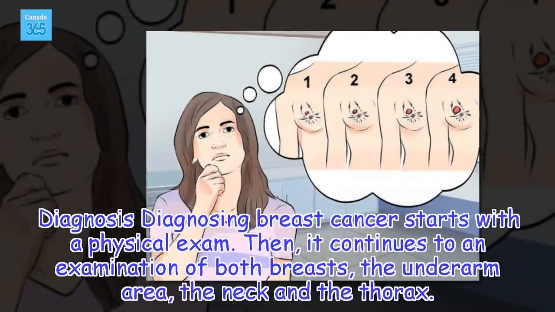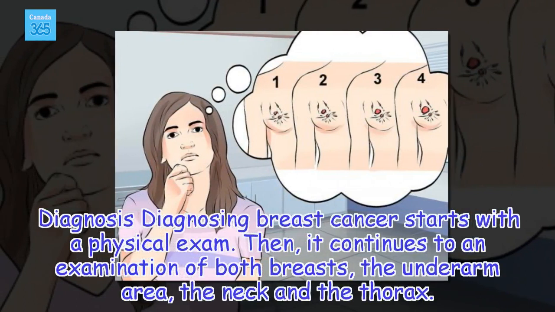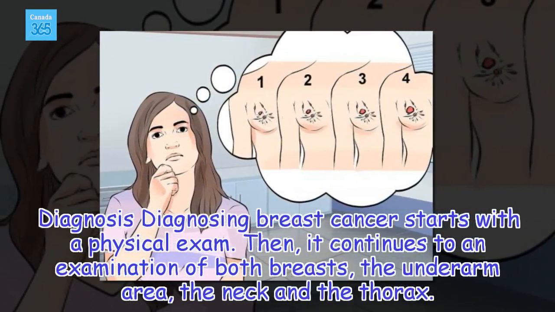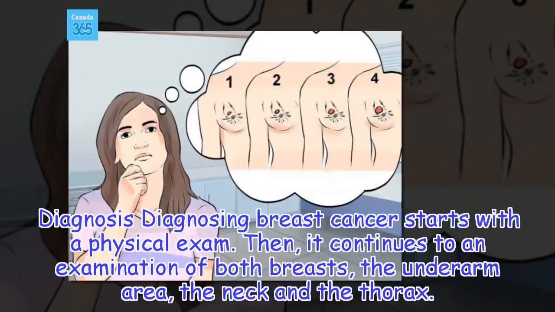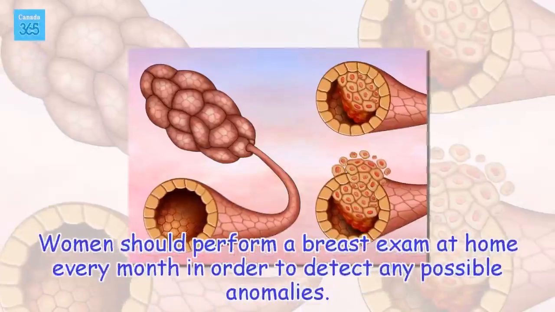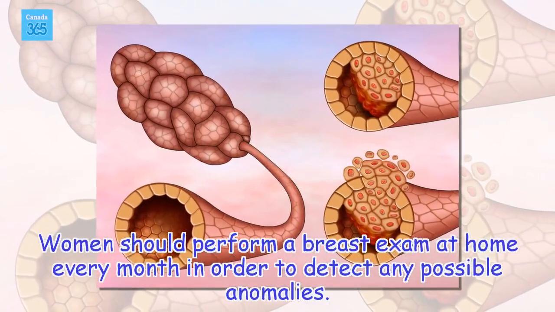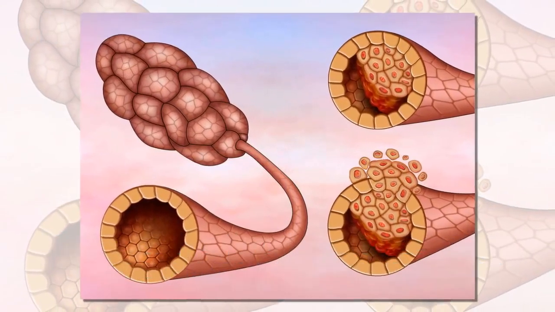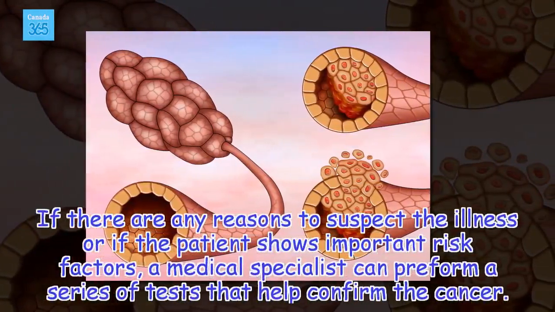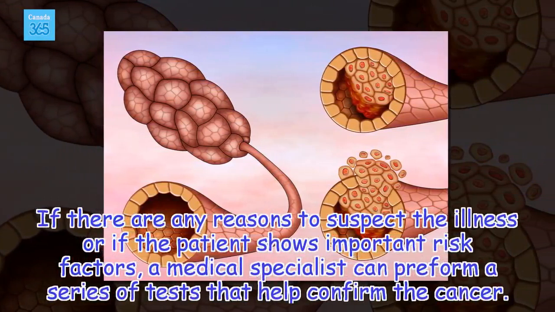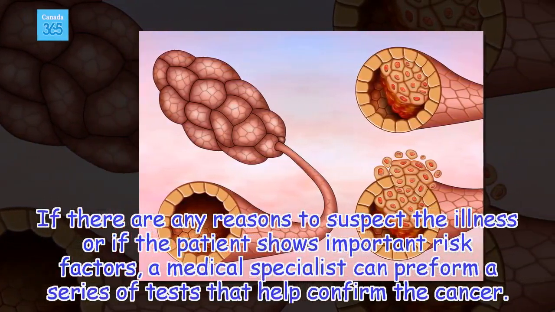Diagnosis. Diagnosing breast cancer starts with a physical exam. Then, it continues to an examination of both breasts, the underarm area, the neck and the thorax. Women should perform a breast exam at home every month in order to detect any possible anomalies. If there are any reasons to suspect the illness or if the patient shows important risk factors, a medical specialist can perform a series of tests that help confirm the cancer.